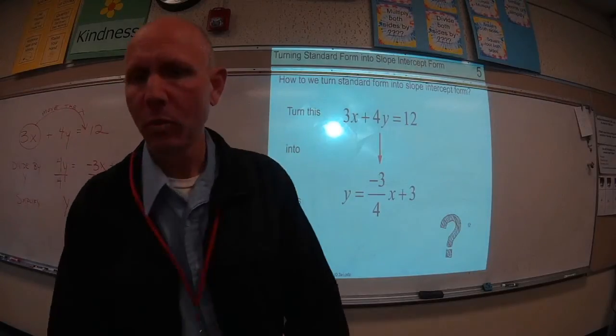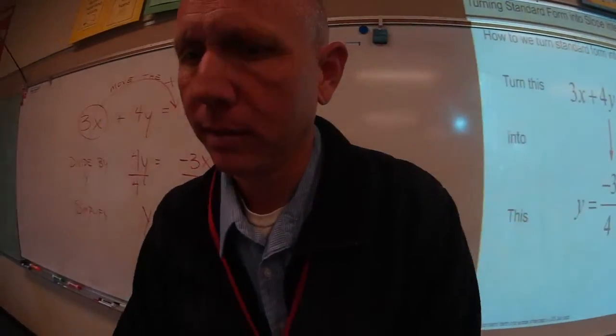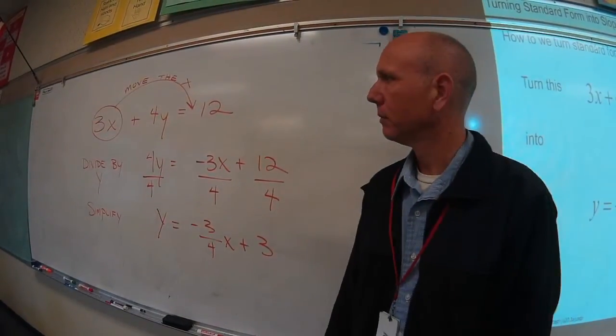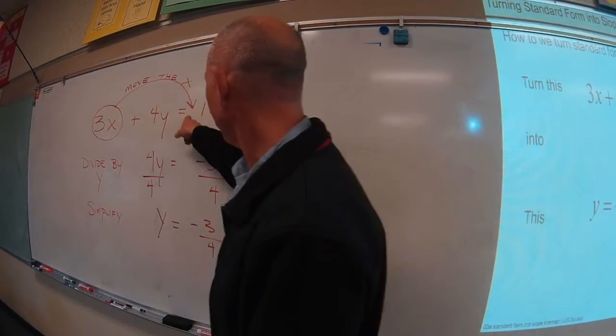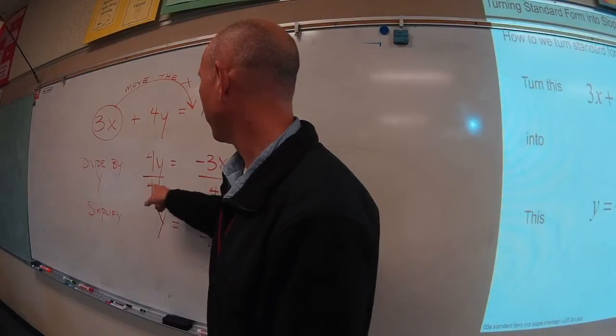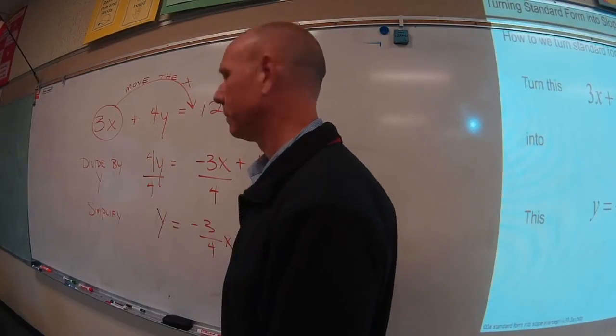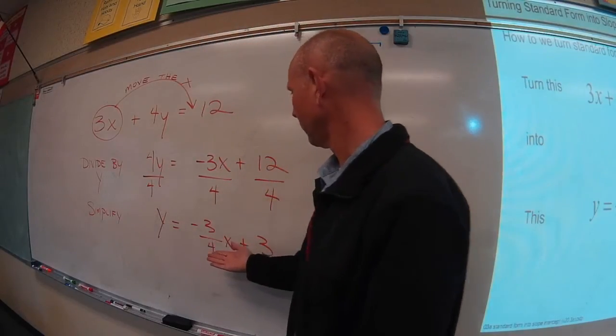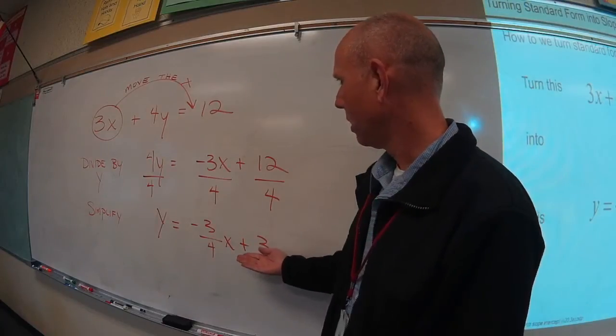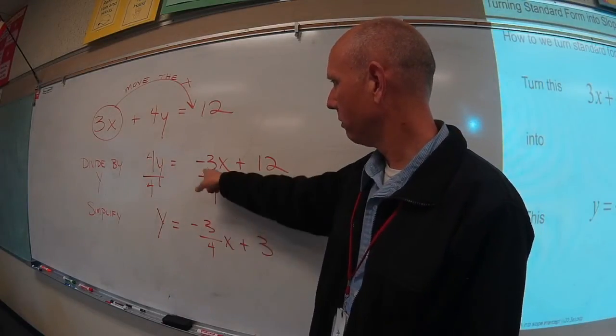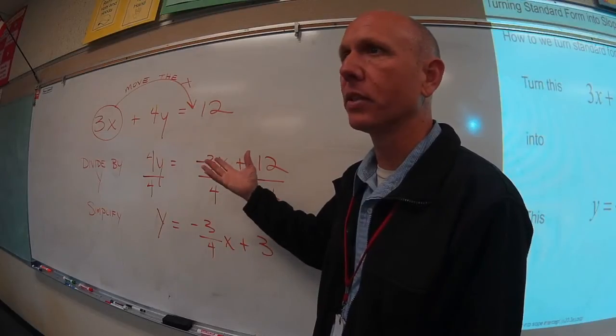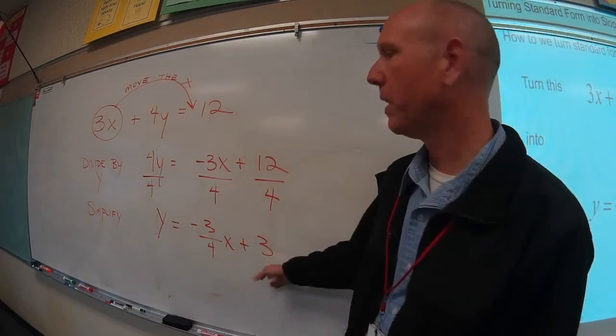Wait. What am I waiting for? How would you do? Move the x. Divide everything by that y coefficient. Yeah, and then when we get there, why would it just turn into a fraction of x? Well, it's negative 3/4 because it can't simplify, so I just leave it as a 3/4. 12 over 4 simplifies to a 3.